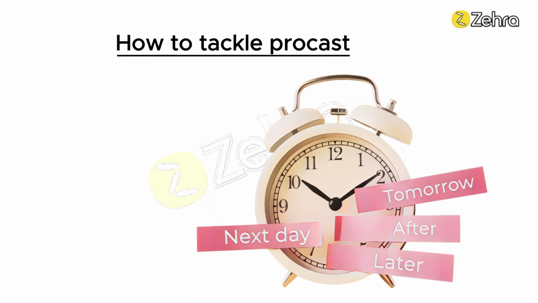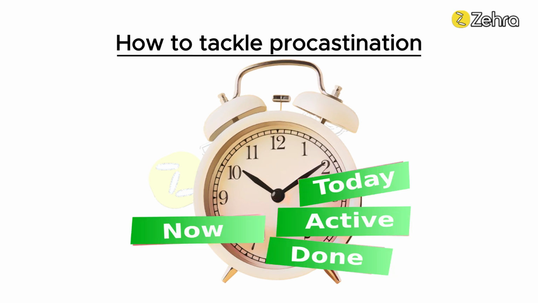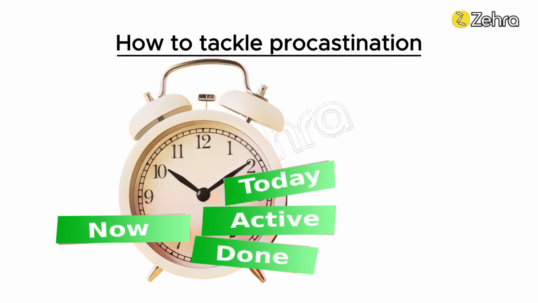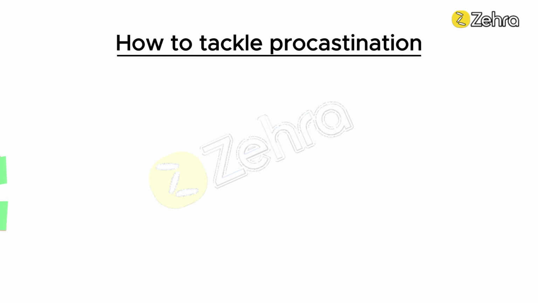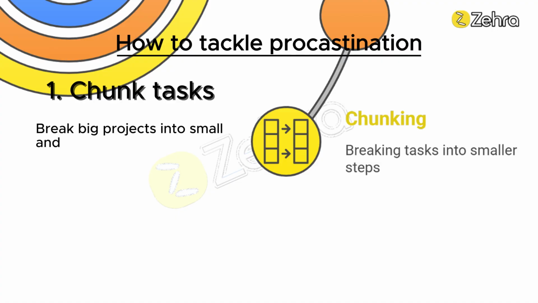One major enemy of time management is procrastination. Procrastination often comes from feeling overwhelmed, and here is how to tackle it. Like I mentioned earlier, one of the best ways to handle procrastination is to chunk tasks. Break big projects into smaller manageable steps.